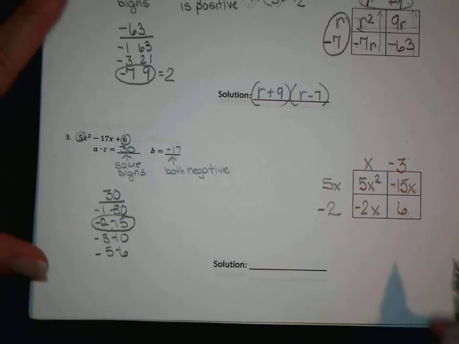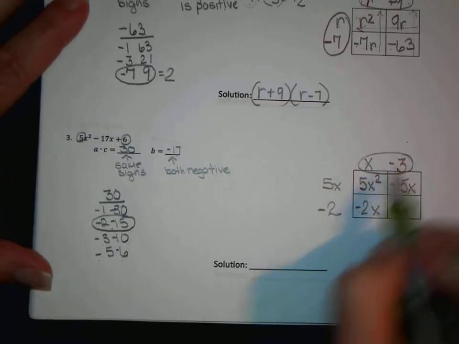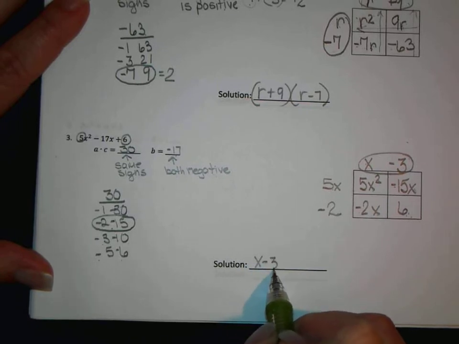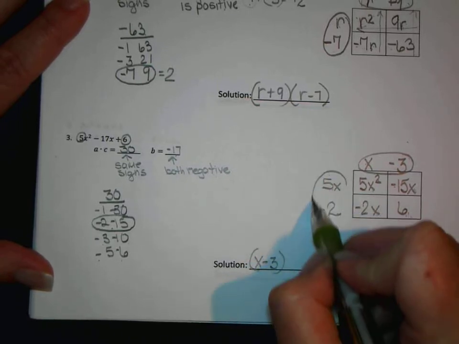So what is your answer? Your answer is x minus 3 and 5x minus 2.